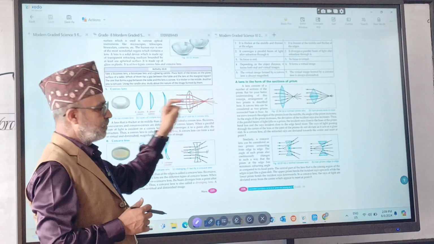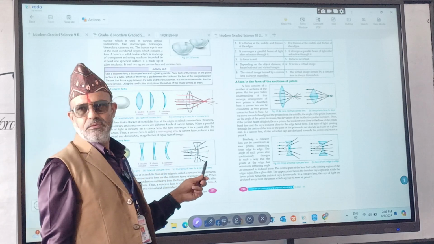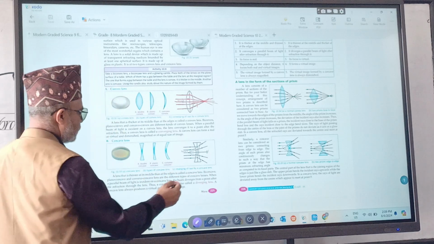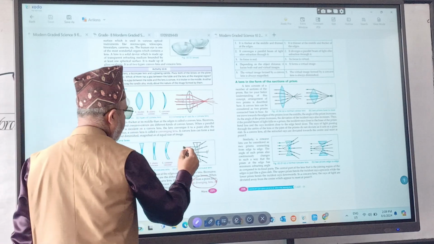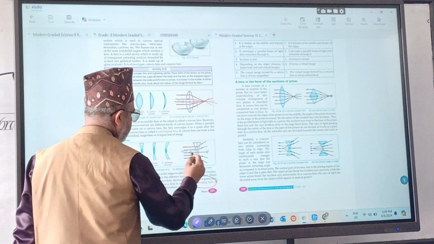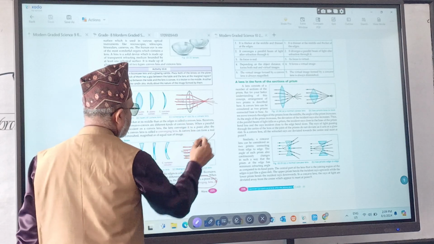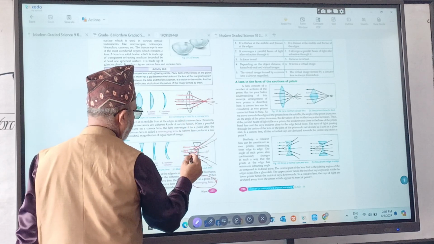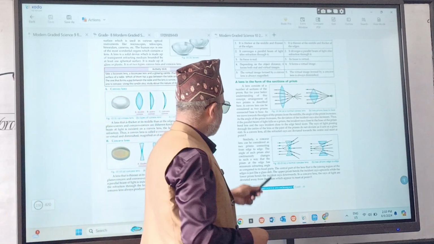Are these rays bending? And the concave lens is called a diverging lens. What do you call it? Diverging. What is the spelling? Diverging. Why? When the rays of light strike the lens, they do not meet. They scatter from a point. They diverge. That's why it is a diverging lens.